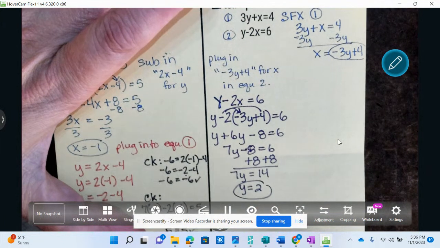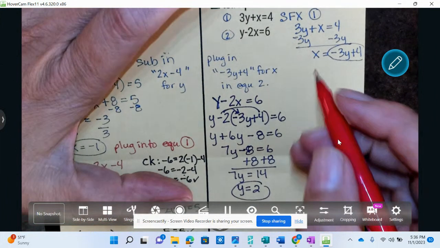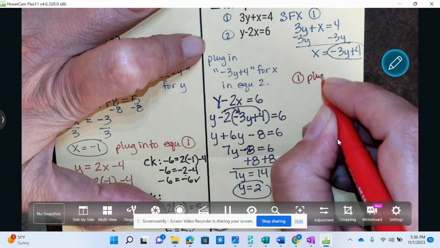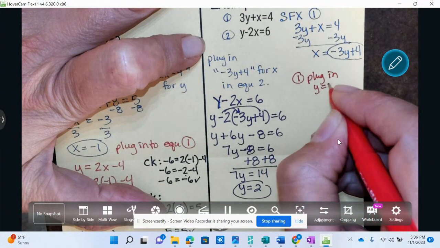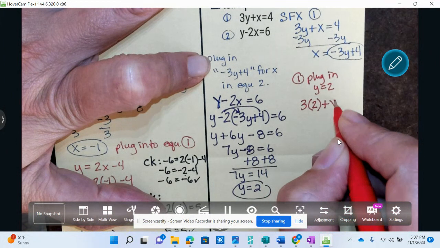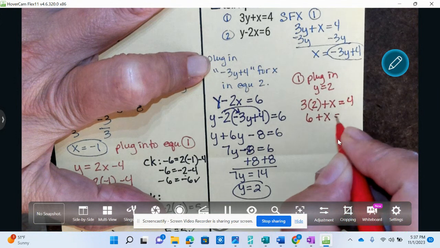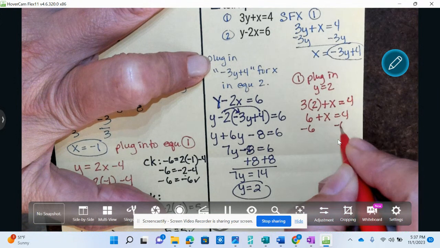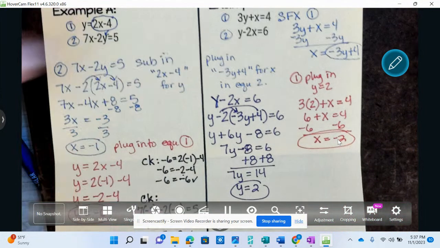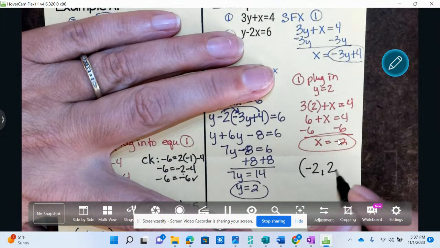All right, so all I've done is I've just solved for y. I still have to plug it back in and find x. So I'm going to go back to equation number 1, and I'm going to plug in y equals 2. So 3 times 2 plus x equals 4. 6 plus x equals 4. Subtract 6 from both sides. X equals -2. Whew. So my solution for this is the ordered pair -2, comma 2.